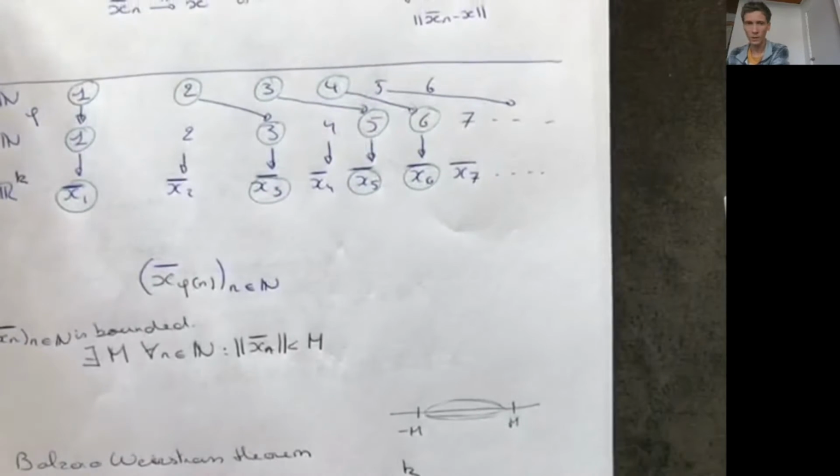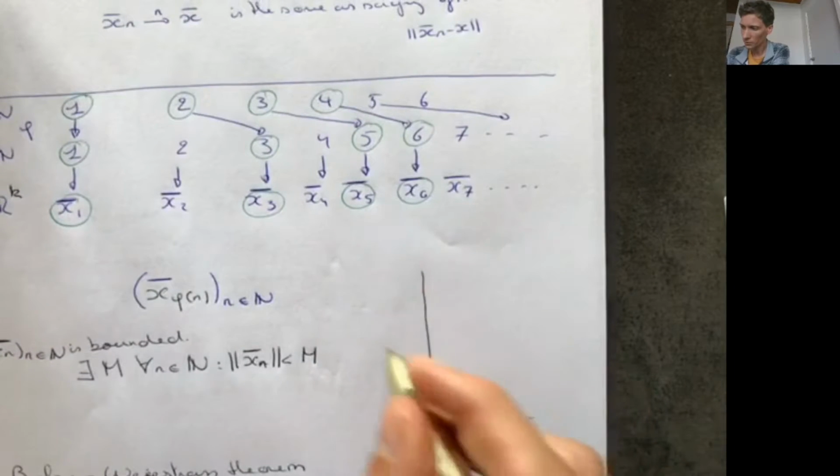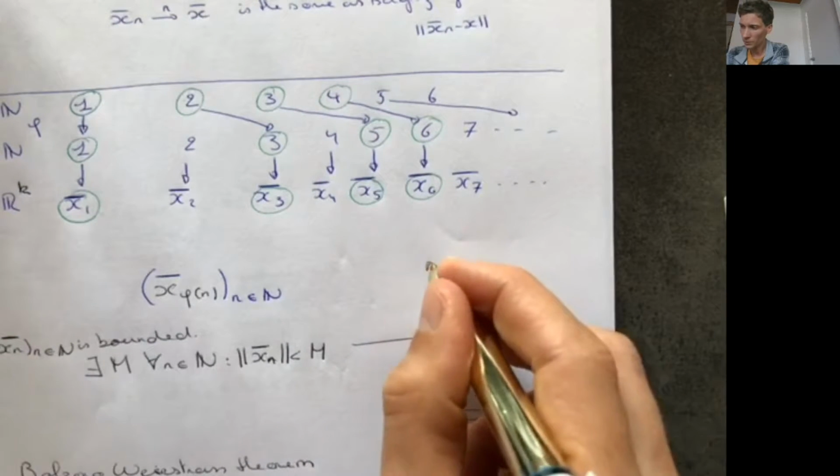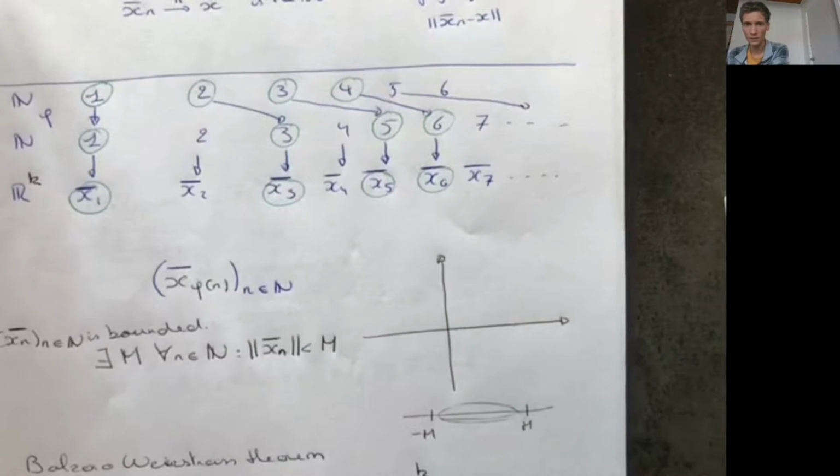So what does this mean? Let's go to 2 dimensions. If you have 2-dimensional vectors, then they live in 2 dimensions.